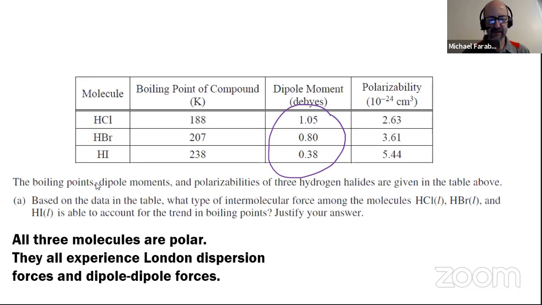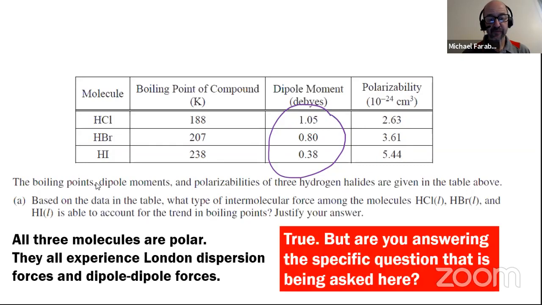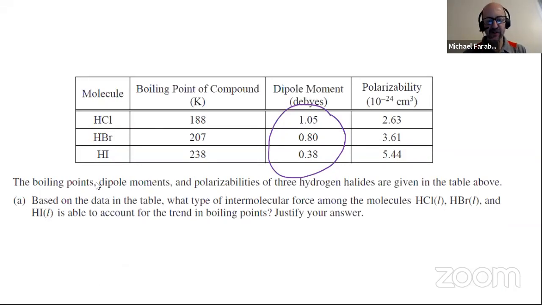So a student might ignore what it says in the question and go like this. They all experience London dispersion forces and dipole-dipole forces. Now, that is not an incorrect statement. That's fine. But if you write that, are you answering the specific question that is being asked here? They need you to talk about the trend in boiling points. So let's go ahead and take a look at what we have here. We have polarizability, which I'll talk about in just a second.